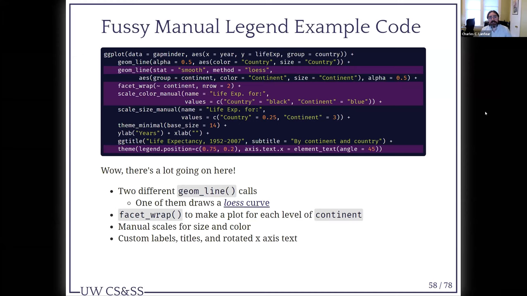So here's an example for a big complicated plot I'm going to show you. This is a fussy manual legend plot where I've done two manual legends. There's a lot of weird stuff in here. This is an example plot you could steal some code from, but I wouldn't expect you to be able to generate this yourself. I say here, I'm making a ggplot of the gapminder data.